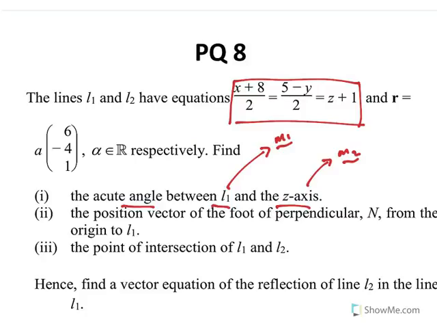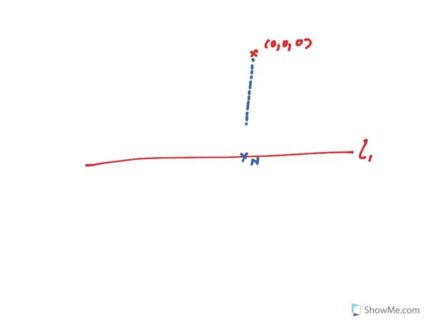Next up is part 1. We need to find the position vector of the foot of perpendicular from the origin to line 1. The foot of the perpendicular from the origin: let's label the origin as a point. This is line 1, and this end will be the foot of the perpendicular from the origin to line 1.